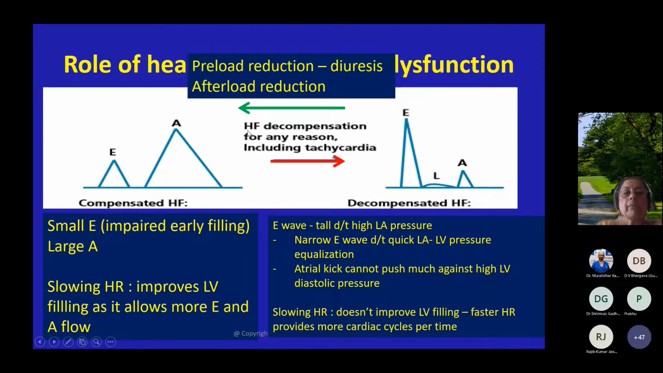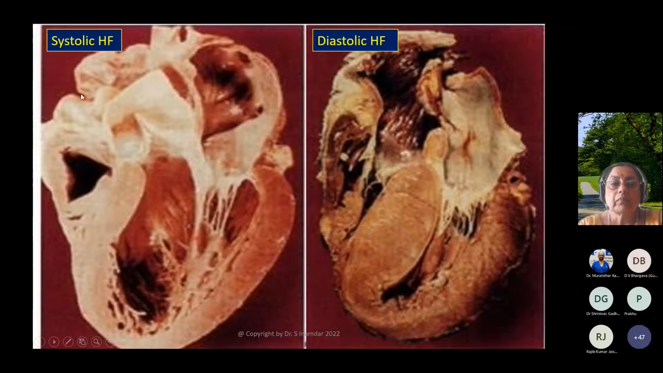So what do you do? Give mild diuresis and afterload reduction. That is the only thing one can do. So this is systolic heart failure, a heart with big volume, and this is diastolic failure, a heart with big hypertrophy and very less LV volume. Let me show you.